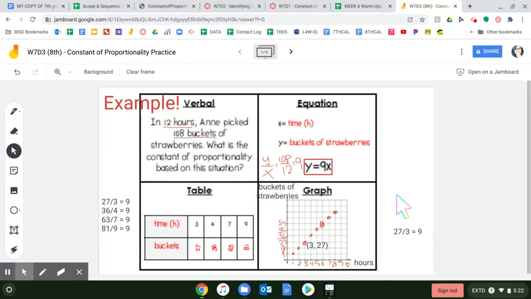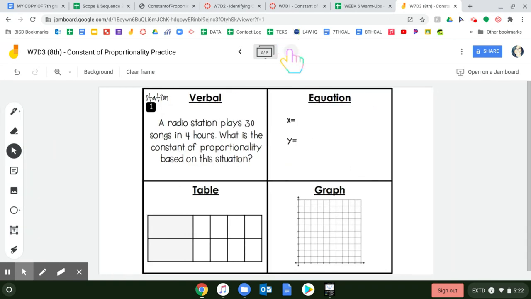If I go back to all of my representations, they all match each other. What you will do in the following slides is read the verbal situation, pick out your x and y, create that equation, and then from there, create a table and graph to represent your situation.